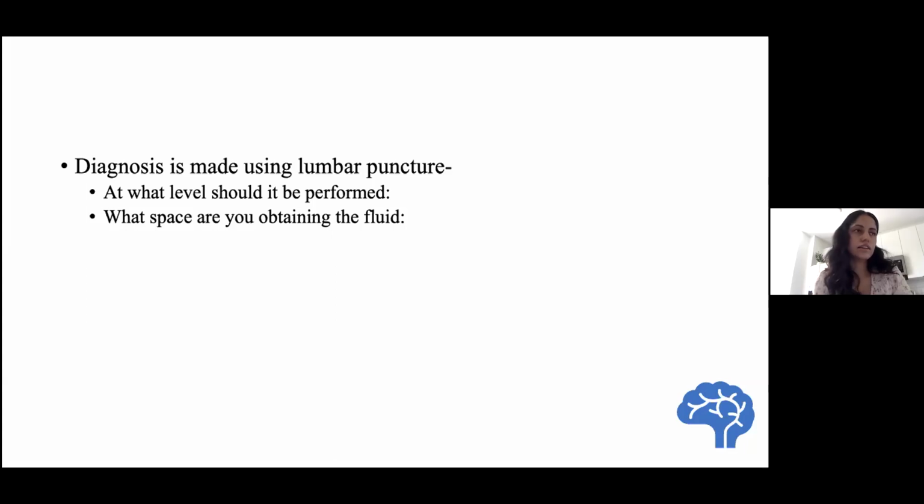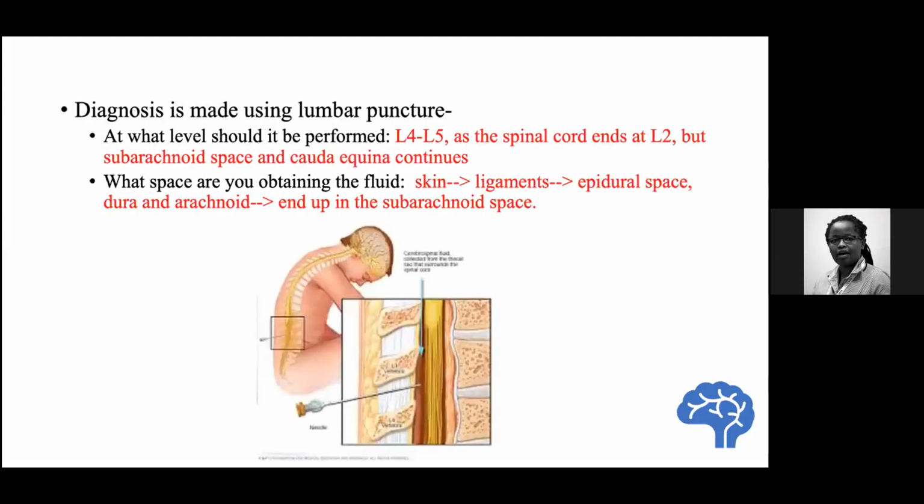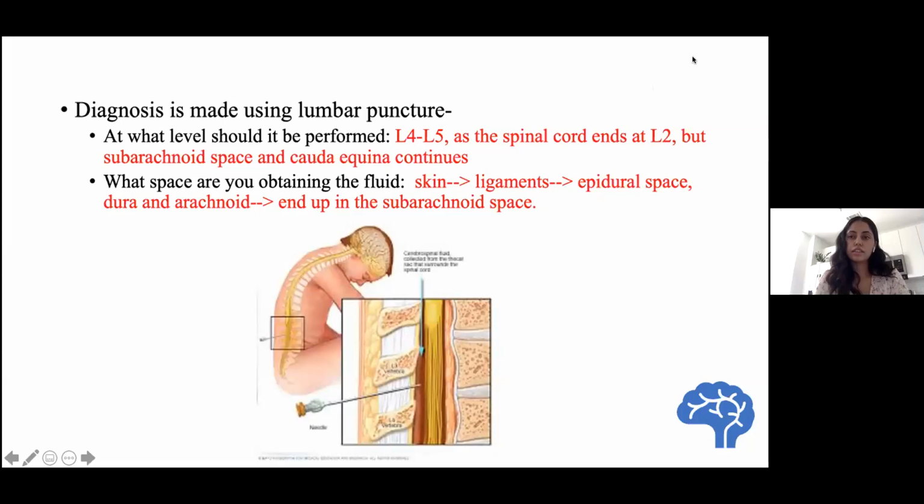And why so low? What's your thought process? And the top of the iliac crest, those are used as landmarks. Good. And what space are you getting the fluid from? Subarachnoid space. Yep, perfect. So the correct answer is L4-L5.